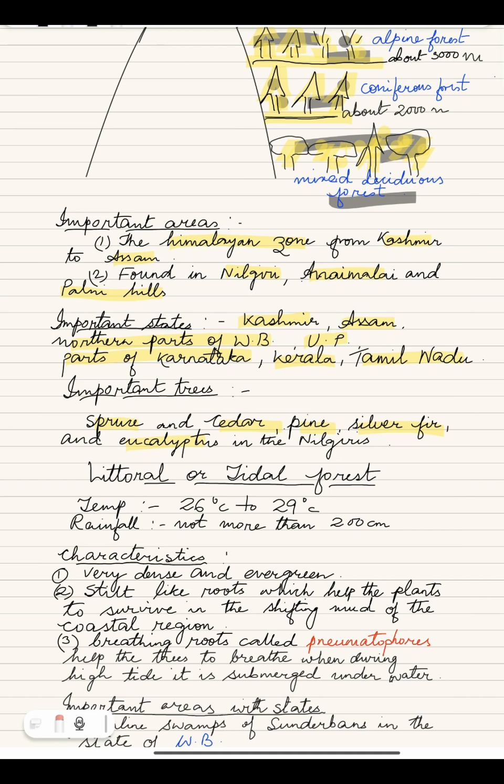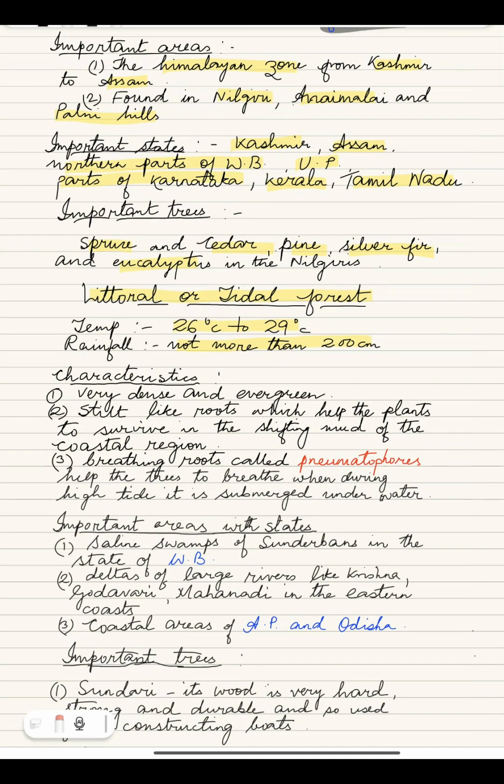Next, another important forest that is based on relief is littoral or tidal forest. We also call it as mangrove forest. Now here the temperature 26 to 29 degrees centigrade, rainfall not more than 200 centimeter. What are the characteristics? Very dense, evergreen. Now remember, this forest has got two adaptations, very important for your examination.